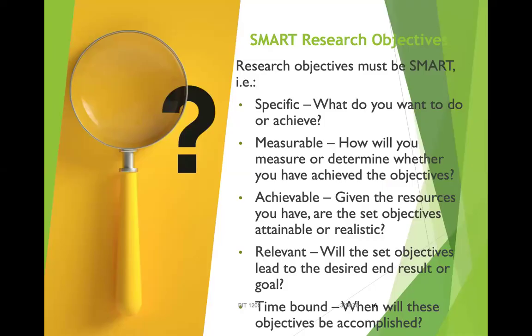Next, SMART research objectives. Your research objectives must be SMART, meaning that they should be specific, measurable, achievable, and relevant. When we say specific, what do you want to do or to achieve? Measurable: how will you measure or determine whether you have achieved the objective or not? Then achievable, given the resources you have. That is why I said one time, we shouldn't come up with something very broad. That is why we have that section for scope.